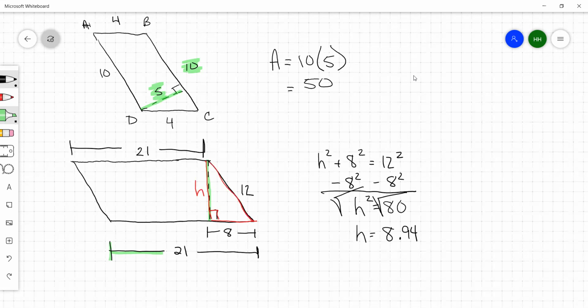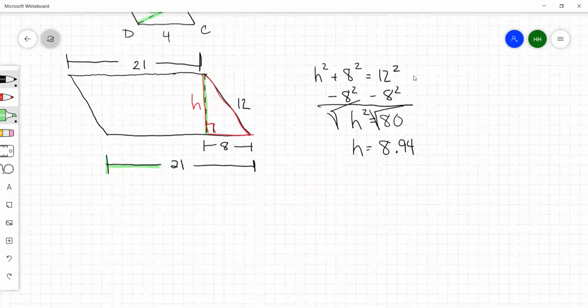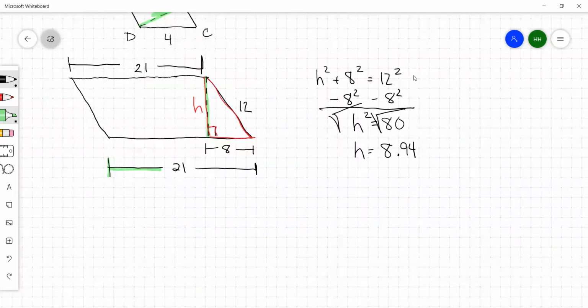Now, you're not done, are you? No, that's just your height. So we got to find the area. So the area right here equals the base times the height. So that 8.94 is still in your, no, it's not. Let me square root it. I got it now, and I push times 21, I push equals, and I get 187.8.